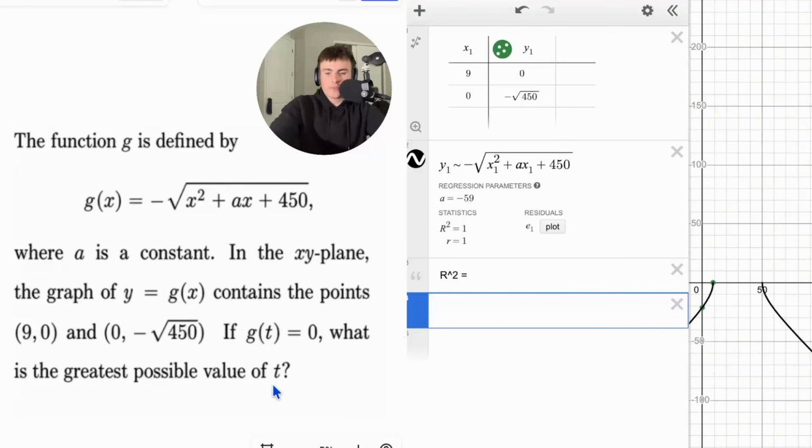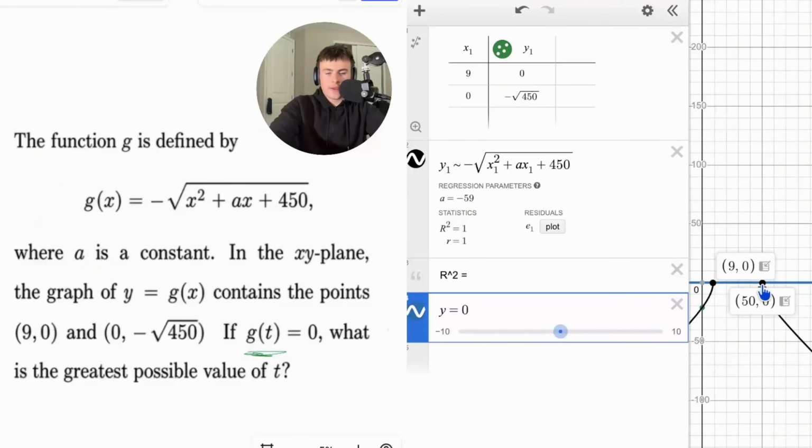But we're looking for the greatest possible value of t. Now it says g of t equals 0. That means the y value is 0, so y equals 0. And you might notice here you have 2 points. You have 9 and 50. So the greatest possible value of t, which is the x value, is 50 because it's a higher number. They're both equal to y equals 0, but the bigger one is 50.